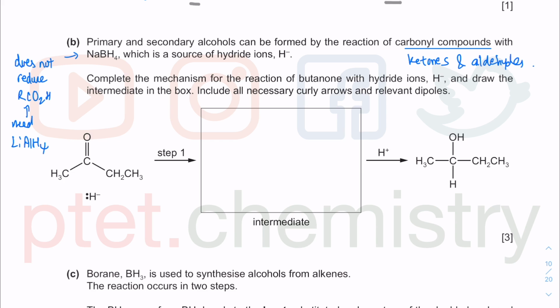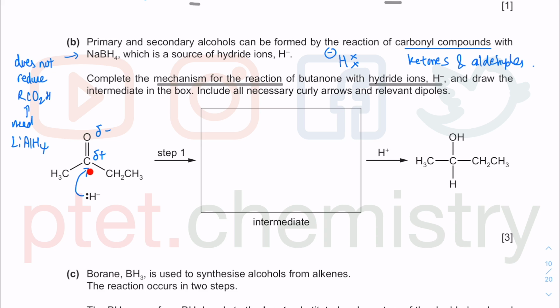You're supposed to complete this mechanism for this reaction with hydride ion. H minus has a lone pair on the hydrogen because it's got 2 electrons, it's not H plus. So this is your exact same mechanism as in AS chemistry, nucleophilic addition. So this is from the lone pair. I label the dipole. Rich in electrons would attack the poor in electrons. So the first thing that happens is rich attacks poor.